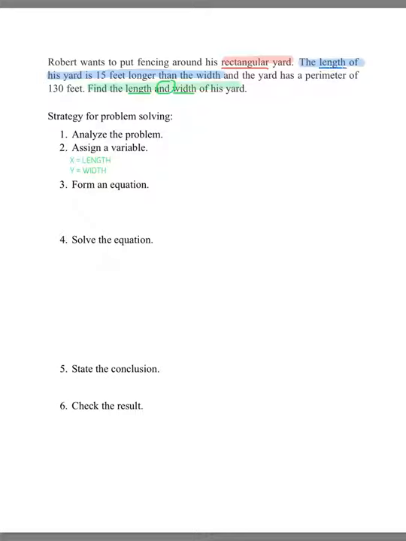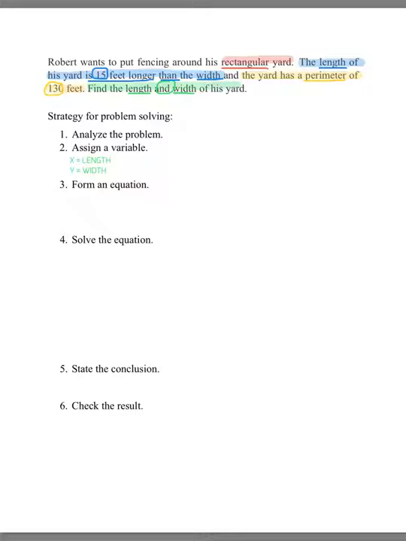So the length is 15 feet longer than the width. And the last part talks about the perimeter. The yard has a perimeter of 130 feet, so we're going to be using the 130 for perimeter. And then also going back to what was in blue, let me go ahead and circle the 15. So there we go. Those are the key things that we could extract from the word problem.